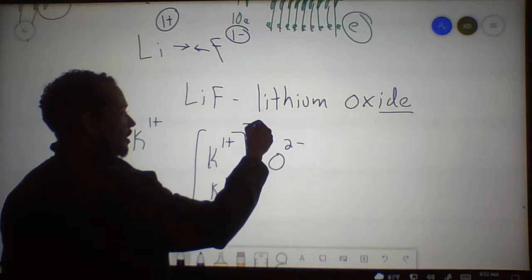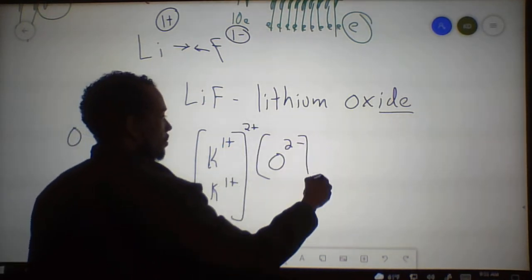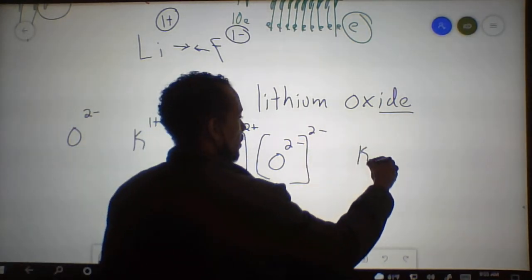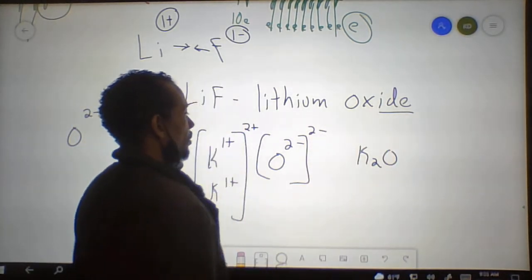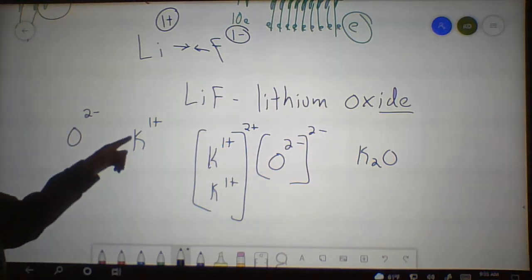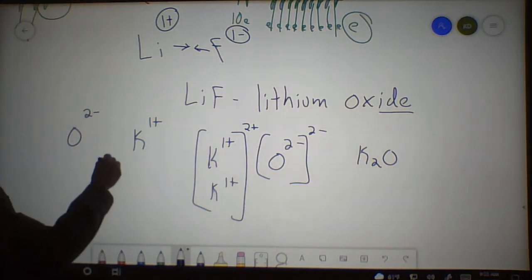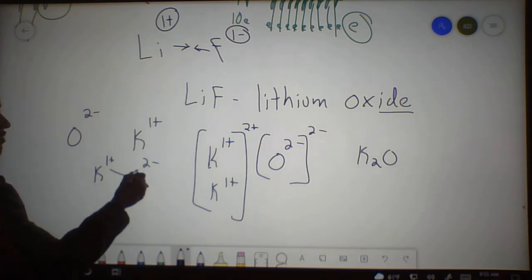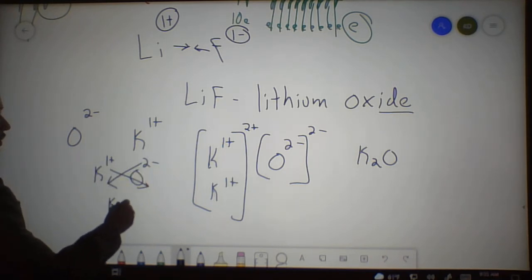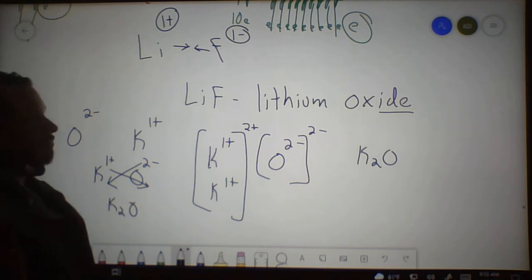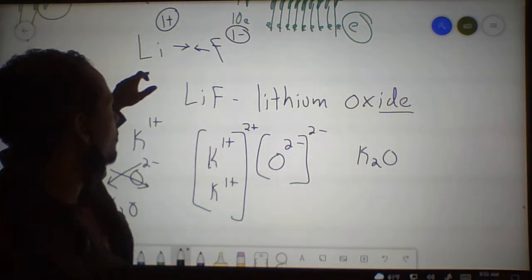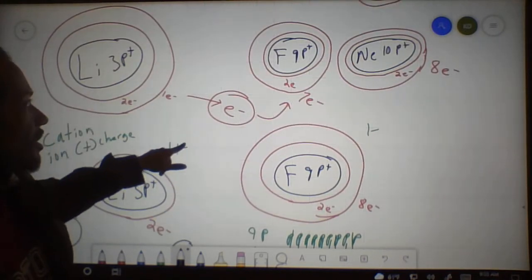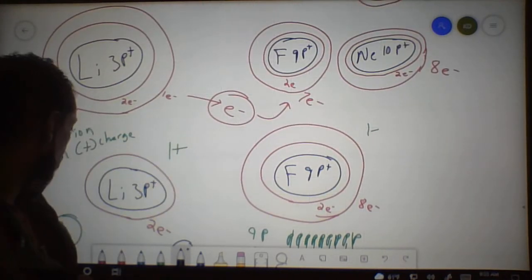So now we have a net charge of 2 plus. Over here we have a net charge of 2 minus. So this would be K2O. And another way I can do that is if I just look at the charges, if they're different, I just do a cross and drop, and we can get the chemical formula like that, K2O. So that's a little bit about chemical bonding, satisfying the octet rule, and increased stability.